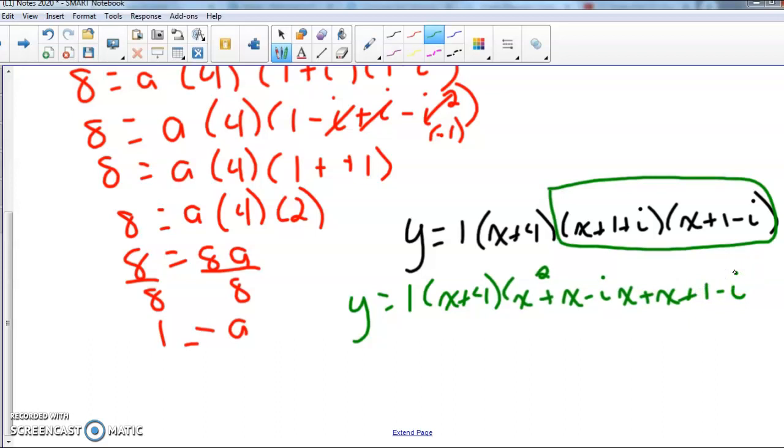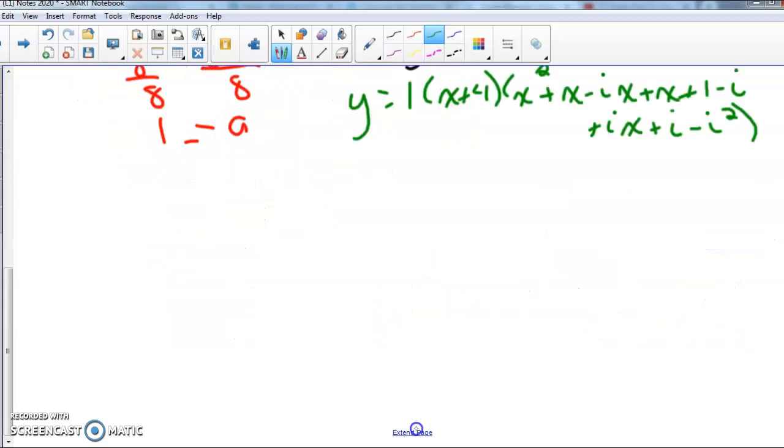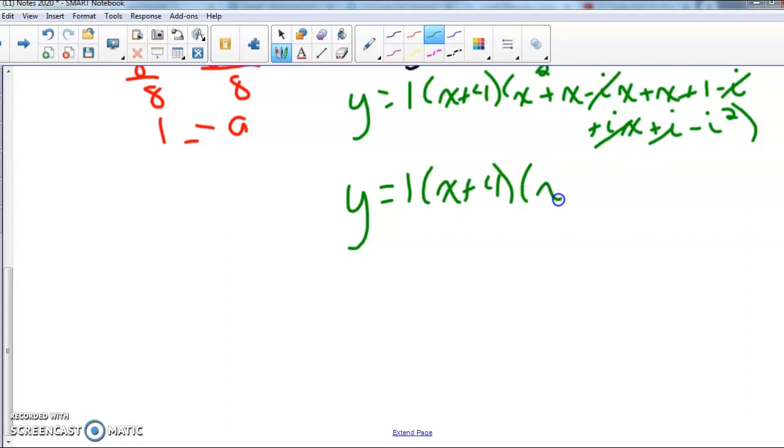Then I distribute the i, which gives me a positive ix, plus i, minus i squared. I know that looks messy. I'm not saying it doesn't, but I promise it's going to look better because look what happens. Minus ix plus ix cancels. Plus i minus i cancels. So you're left with x squared. You have 2 x's, plus 2x.